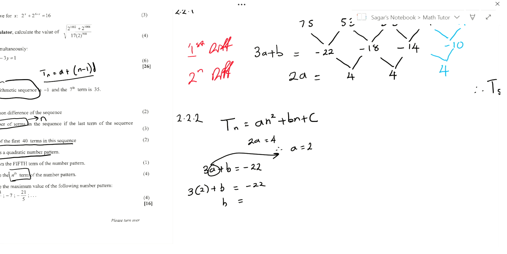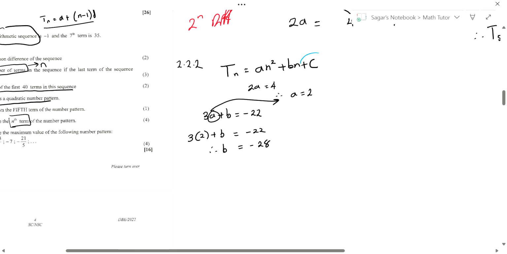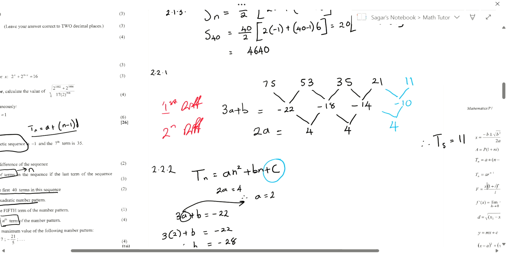And we see that b will equal to minus 28. Now we still need to find the value of c. So we need 2 points here. We need Tn and we need n. I normally take the first term because it's the easiest. So term 1, term 2, term 3, term 4, term 5.